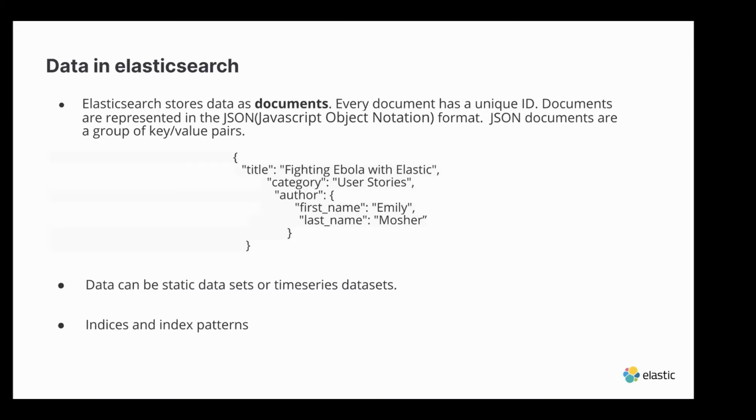And the way Elasticsearch stores this is as a form of index. An index is basically a group of JSON documents. And we have two kinds of indexes: one is a static index, and another is time series data.